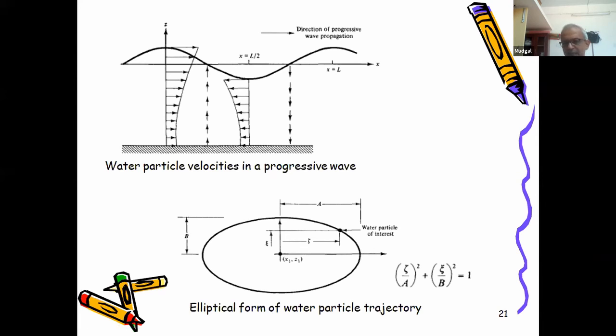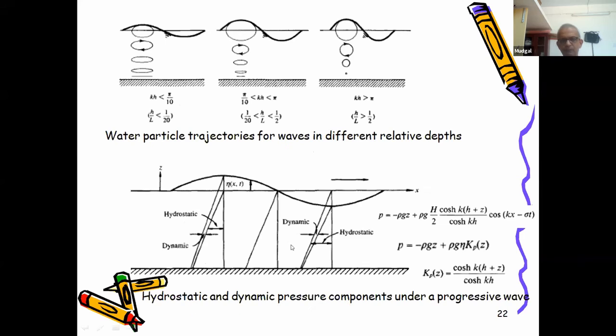So zeta by a square plus xi by b square is equal to 1, which is nothing but the equation of an ellipse. And obviously a and b are the semi-major and semi-minor axis of the ellipse. So this is the elliptical form of the water particle trajectory. Now, if you look at how these water particle trajectories vary when the depth varies.